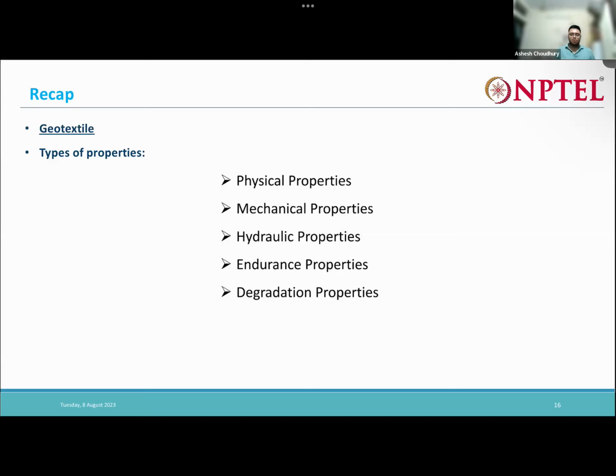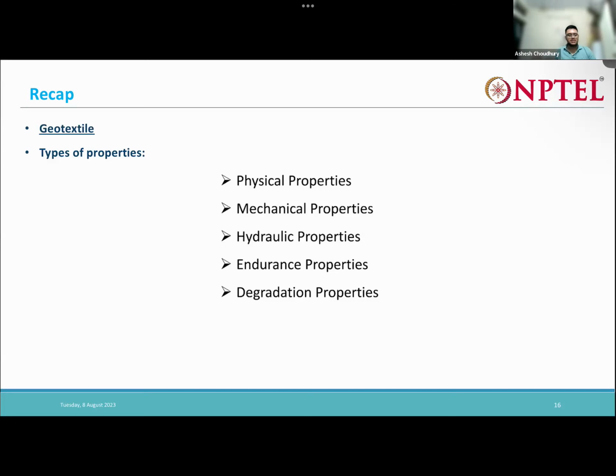Then we have the hydraulic properties. What are the hydraulic properties? That is the permeability. The permeability can be of two types. One may be the in-plane permeability, say when the flow is along this plane, planar flow. Or the cross-plane, where the water flow is like this. So two types of permeability: in-plane and cross-plane permeability.